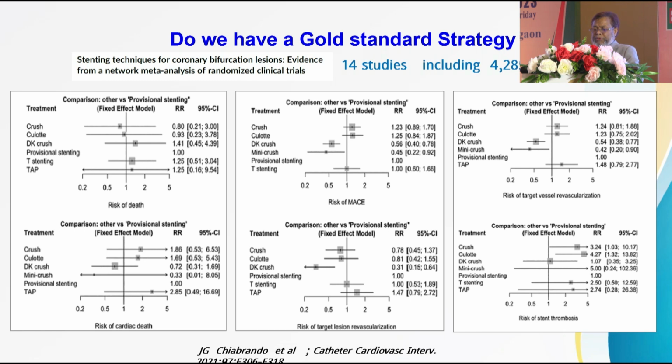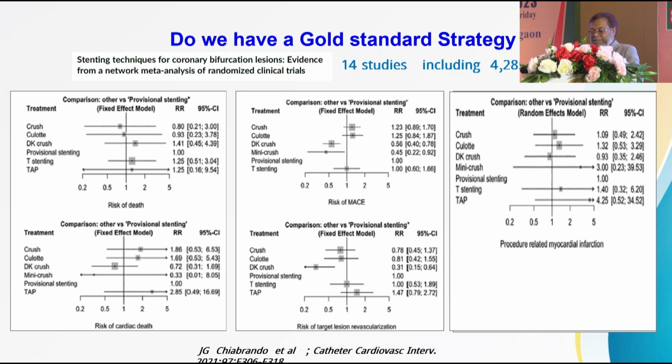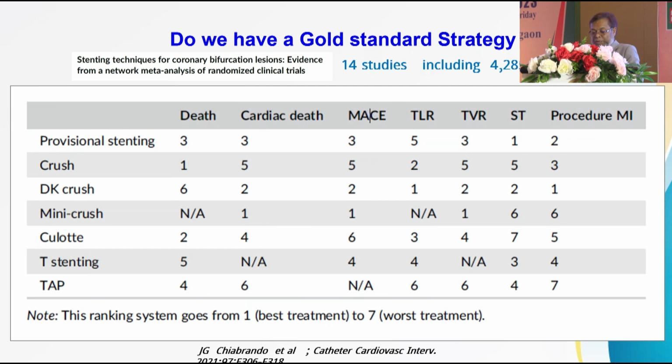Then do we have a gold standard strategy? 14 studies, including 4,285 patients. There are meta-analyses done on different types like crush, culotte, DK crush, mini crush, provisional stenting, T-stenting, TAP stenting. What is their result?